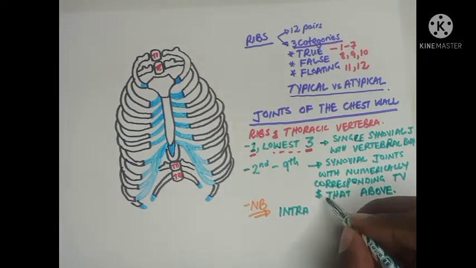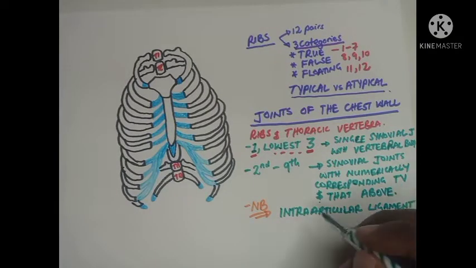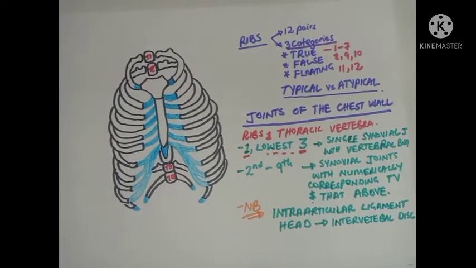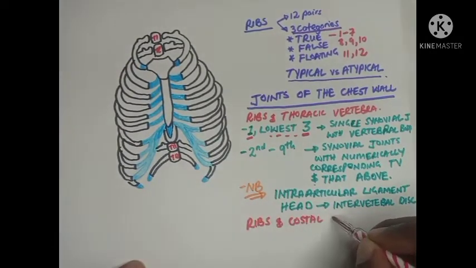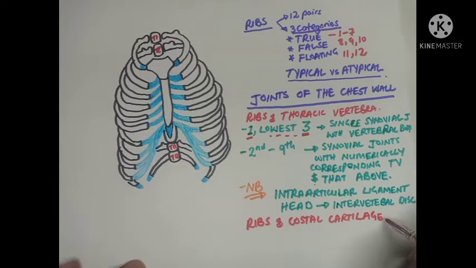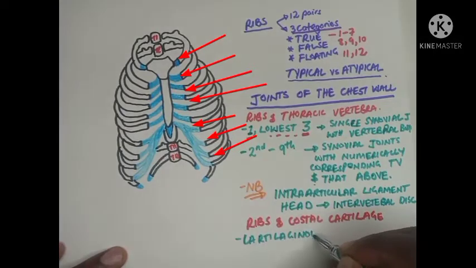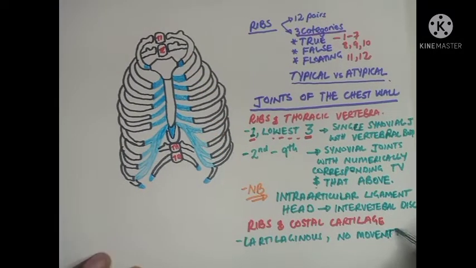Another point of note is that there is an intra-articular ligament which is strong, which attaches the head to the intervertebral disc. The next type of joints that we are going to look at are very easy. We've got the ribs and the costal cartilages articulating with one another, and this joint is a cartilaginous joint that allows no movement at all.